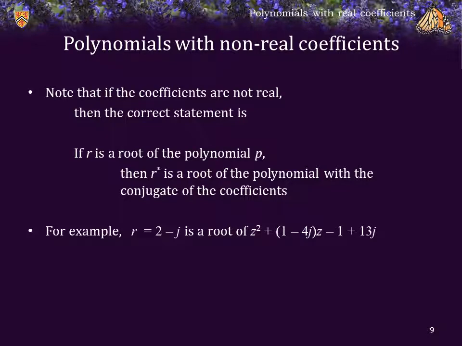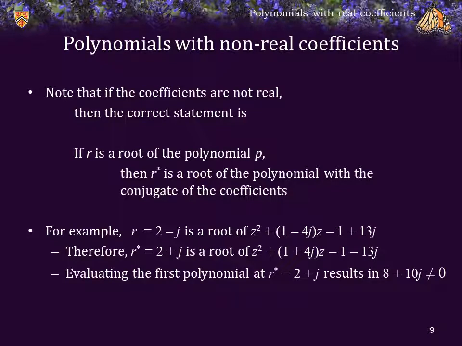So for example, it happens that r is equal to 2 minus j is a root of the polynomial z squared plus (1 minus 4j) times z minus 1 plus 13j. As you can see, this is a polynomial that has complex and non-real coefficients. You can check that the conjugate r star, 2 plus j, is a root of the polynomial z squared plus (1 plus 4j) z minus 1 minus 13j. So I've taken the conjugate of both of those coefficients. And of course the conjugate of the leading 1 is 1.